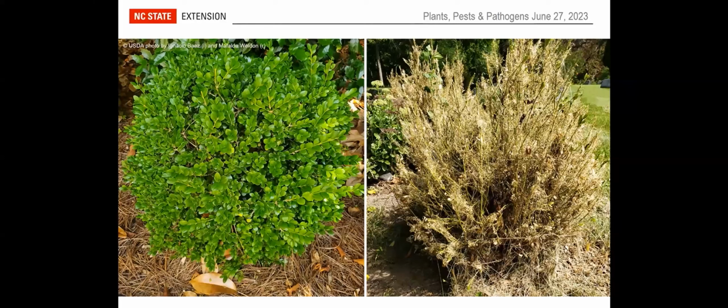So we are obviously very aware and very worried about this moth getting here. It's been devastating really old boxwoods in Europe, and is a major pest of boxwoods, obviously.